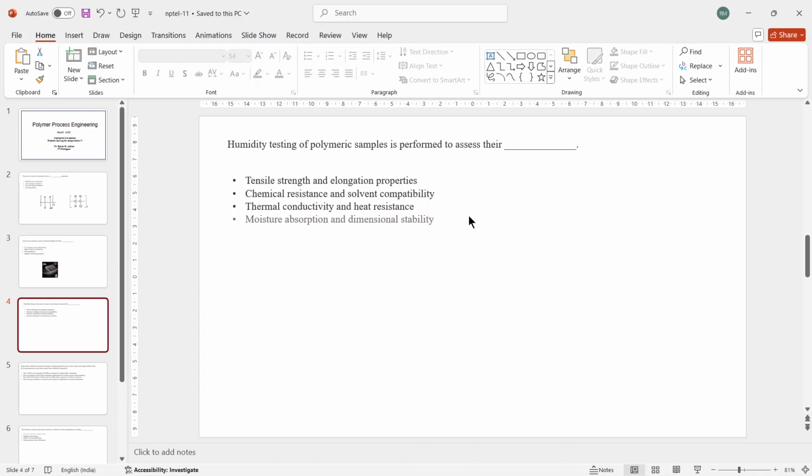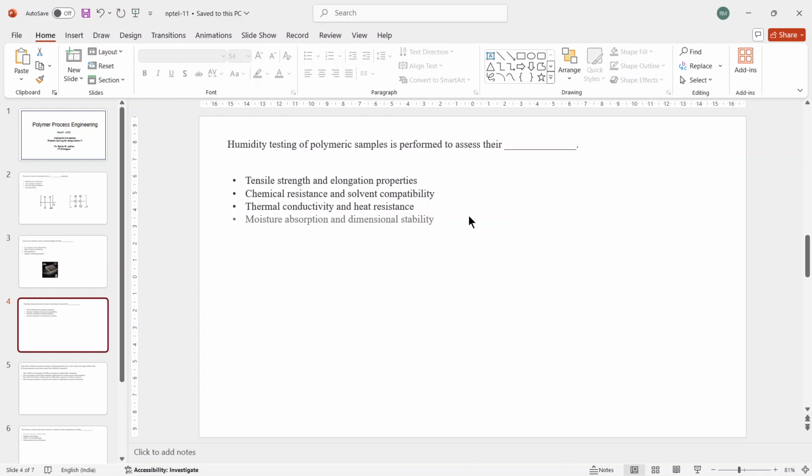Then thermal conductivity and heat resistance. Again, these have different tests, and humidity is not one of them. Moisture absorption and dimensional stability. Definitely, moisture absorption is a part of the humidity testing, and we are always testing how much the polymer is absorbing the water. For example, one of the best examples is nylon or PA6, which readily absorbs humidity and water. So if you were to design any kind of product for outdoor usage or any place where the humidity is high, you definitely will think twice before selecting nylon or any other material which will absorb humidity like that.